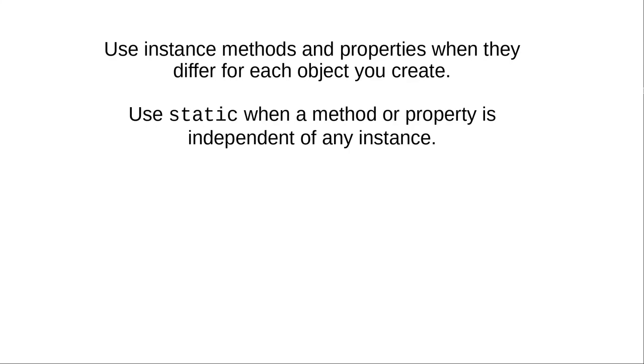In summary, use instance methods and properties for things that differ for each object. Use static methods and properties for things that are independent of an individual object and belong to the class as a whole.